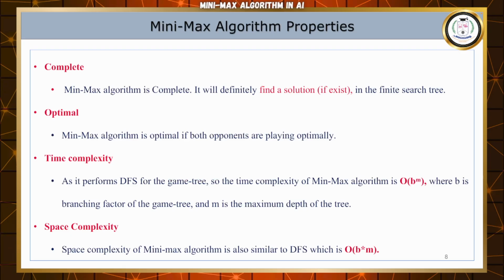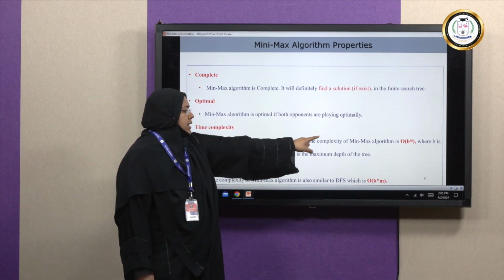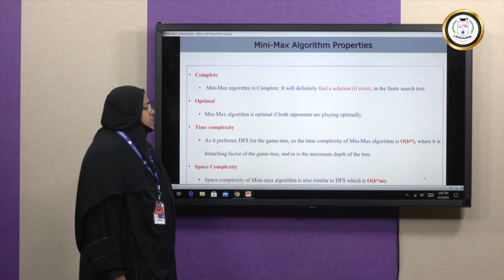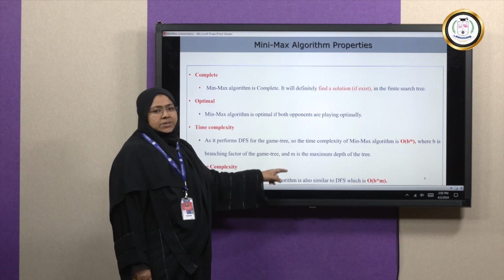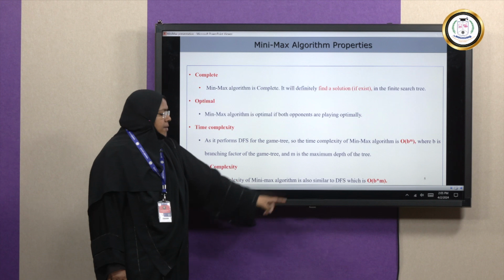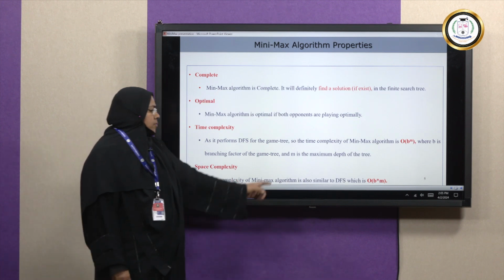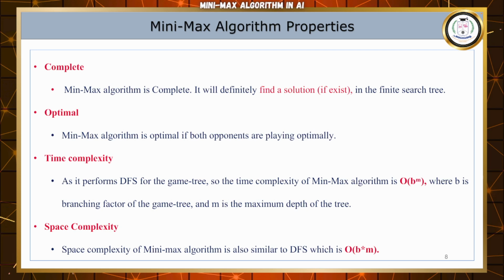And coming to the time complexity, this search algorithm is the same as depth first search, because it follows that strategy. So the minimax algorithm's time complexity is order of b to the power m, where b is the branching factor of the game tree and m is the maximum depth of the tree. And space complexity is also the same as that of the depth first search algorithm, which is order of b into m, where m is the maximum depth of the tree and b is the branching factor of the tree.